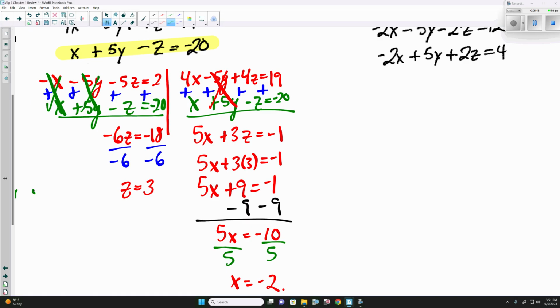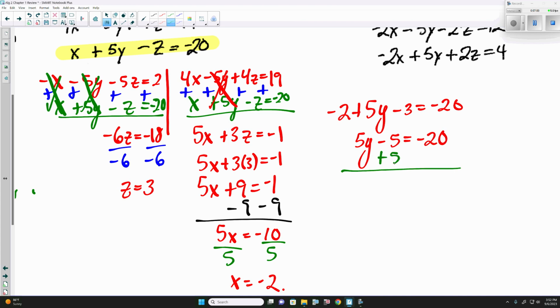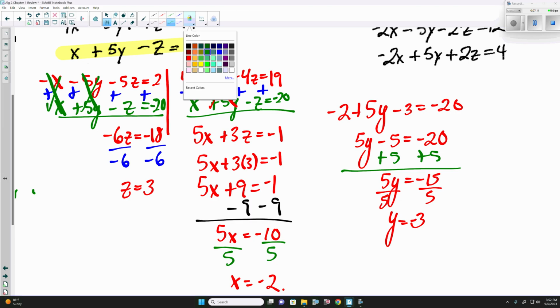So we'd have negative 2 plus 5y minus 3 is equal to negative 20. We combine like terms, we get 5y minus 5 is negative 20. At this point here, we can add 5 to both sides, telling us 5y is negative 15. Divide both sides by 5, telling us y is negative 3, which means our solution is the point (-2, -3, 3).